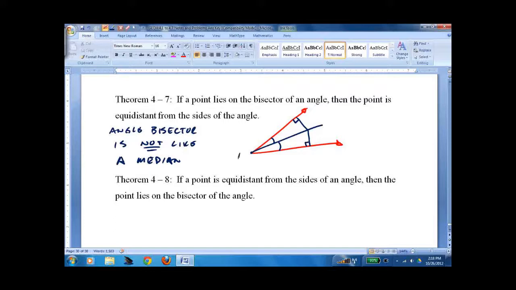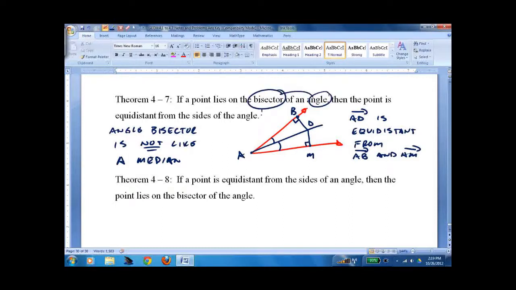So all this says is that AD is equidistant from AB and AM. If you have an angle bisector, you are equidistant from rays or segments.